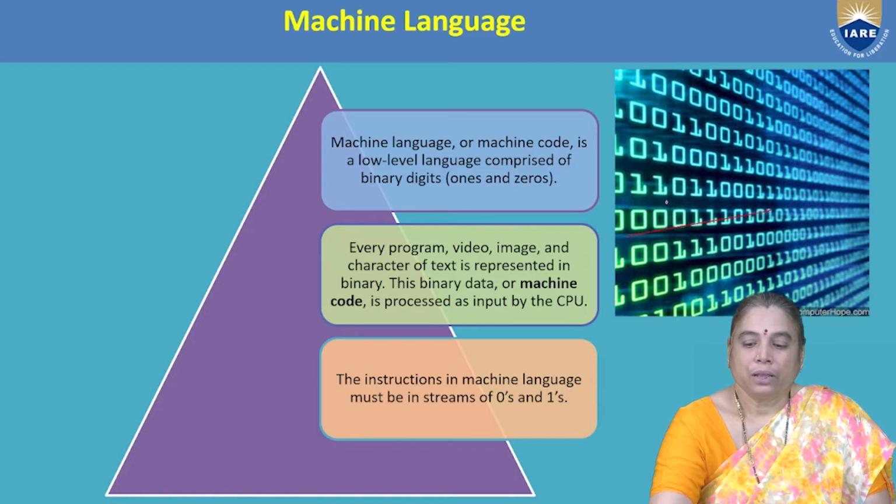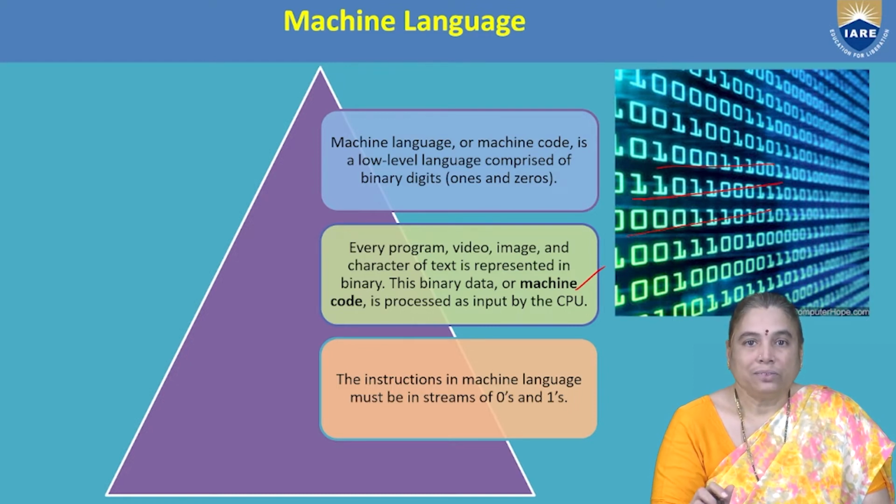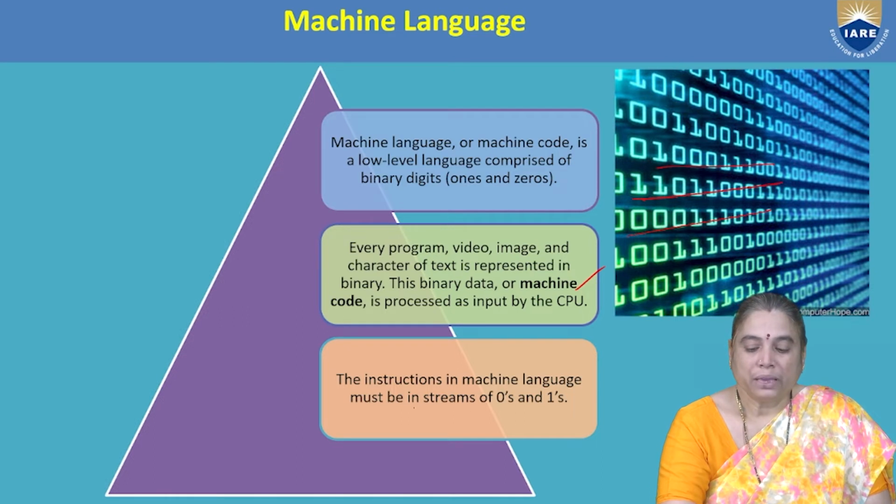Here, if you observe, it is constructed with the digits 1 and 0. So it is the machine language code. Every program, video, image and character text representation is in the form of binary. This is understood directly by the processor. This is the machine code or machine language pertaining to that particular processor or CPU. The instructions in machine language must be a stream of zeros and ones like this.